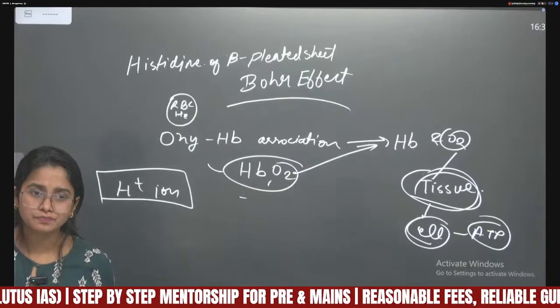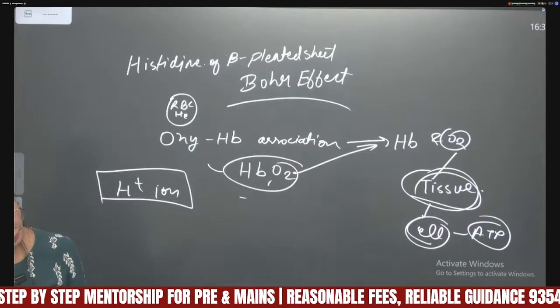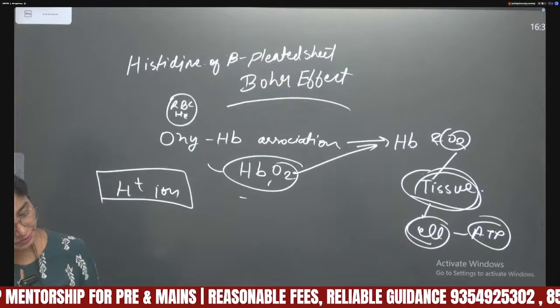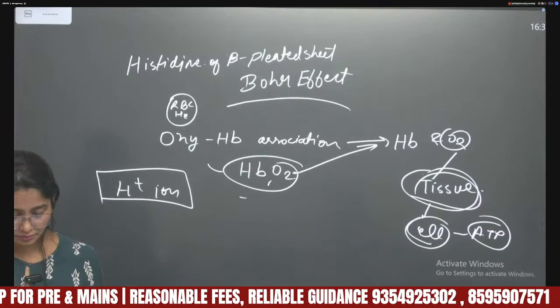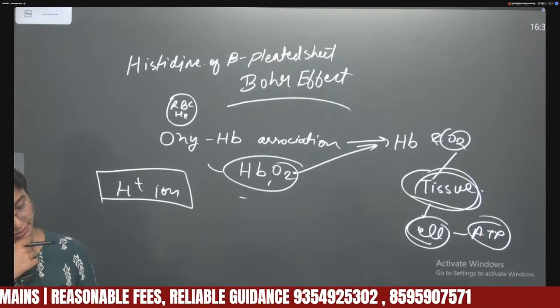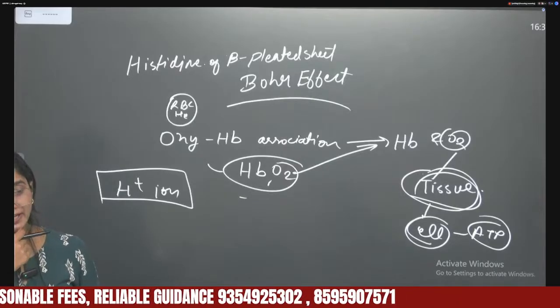Alpha 2, beta 2, right? So that is the beta pleated sheet. Beta pleated sheet becomes protonated and gets stabilized by forming ionic interactions.